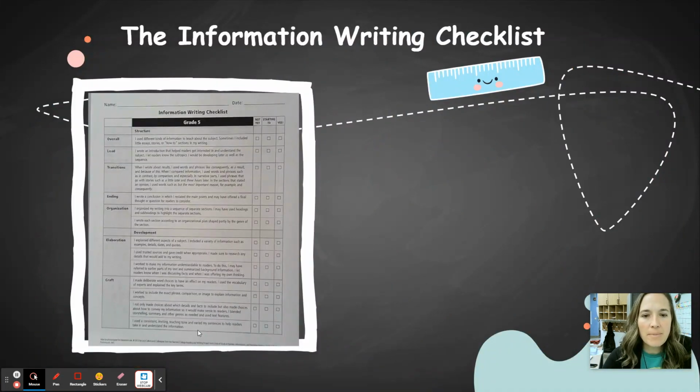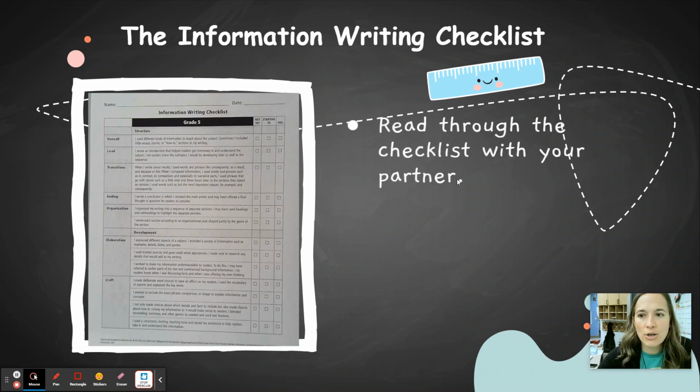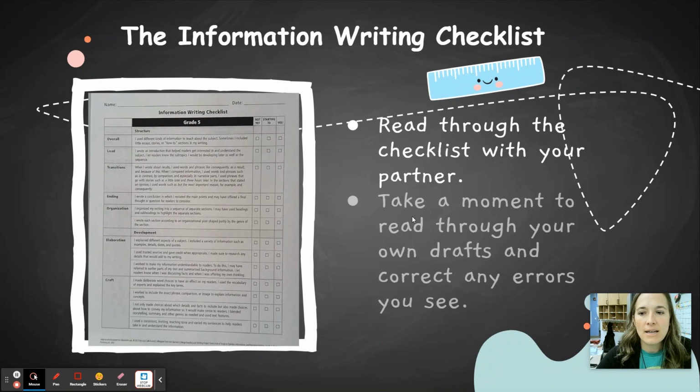So you will need to pick up a sheet that looks like this. Actually, you're going to need two of them because you are to do this with two partners at least. You're going to read through first the checklist with your partner. So you're going to read through each of the items that we're looking for. Then you're going to take a moment to read through your own draft and correct any errors you see before your partner has an opportunity to read it.